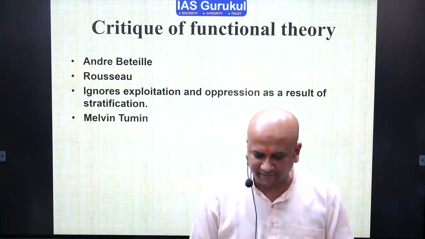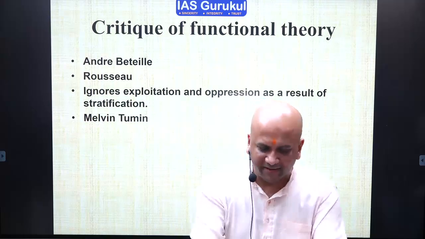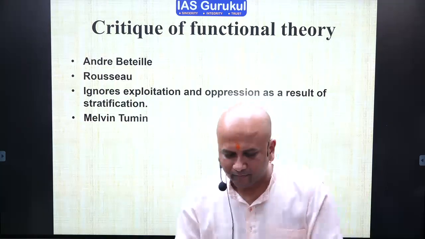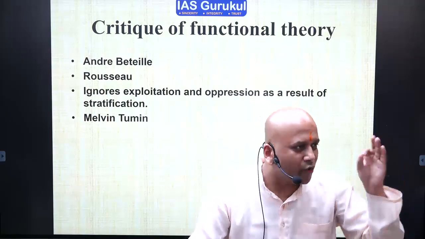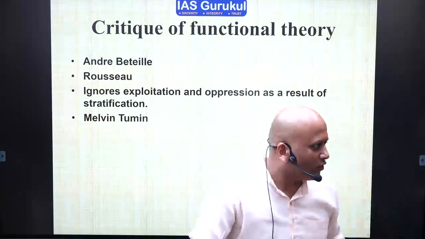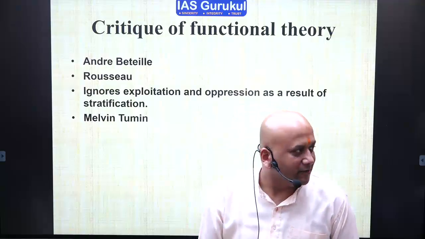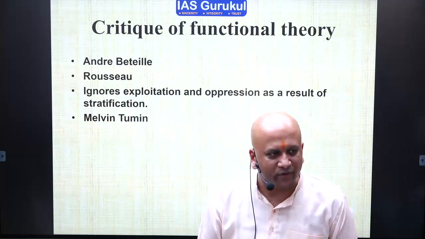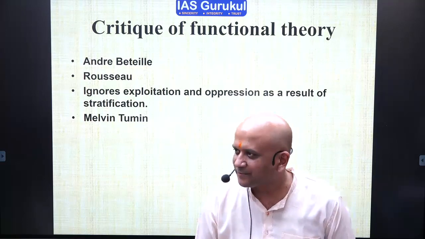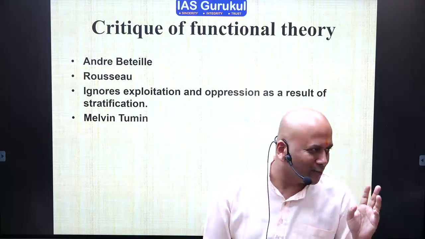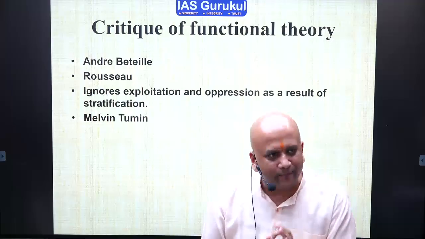मेल्विन ट्यूमेन, he has outlined a very detailed point-by-point critique of Davis and Moore's theory of stratification. ठीक है? It's like a point-by-point rebuttal of whatever Davis and Moore argue in their paper titled Some Principles of Stratification. इसका पेपर नहीं है ये, डेविस एंड मूर का है, कहीं लिख लो. ठीक? मेल्विन ट्यूमेन criticizes Davis and Moore's theory point by point as follows.